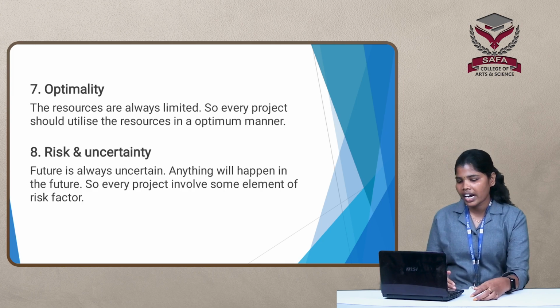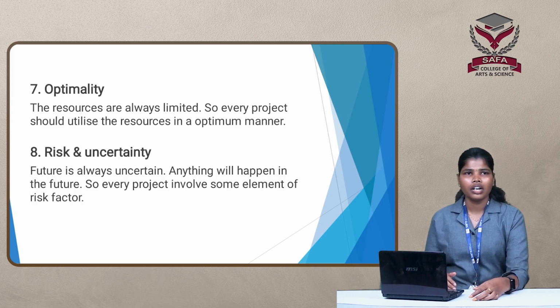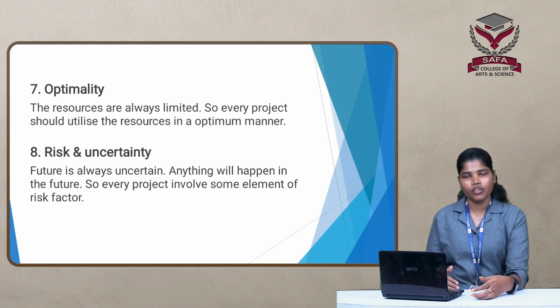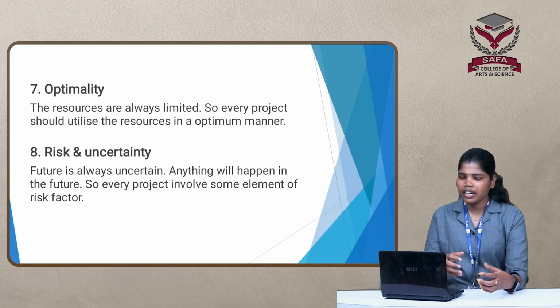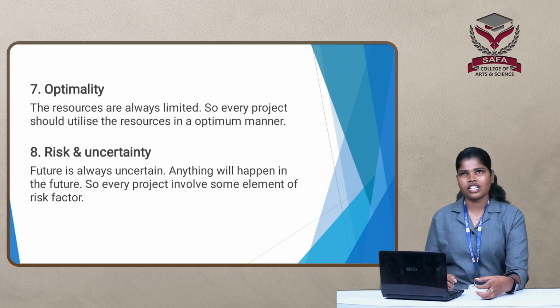And the last and final feature is risk and uncertainty. Risk means possibility of loss or difference between actual return and expected return. Risk may be defined as an uncertainty about the future, that is anything can happen in the future. Future is always uncertain, so that is known as risk. There is some element of risk in case of a project. So we can say that project includes risk and uncertainty.